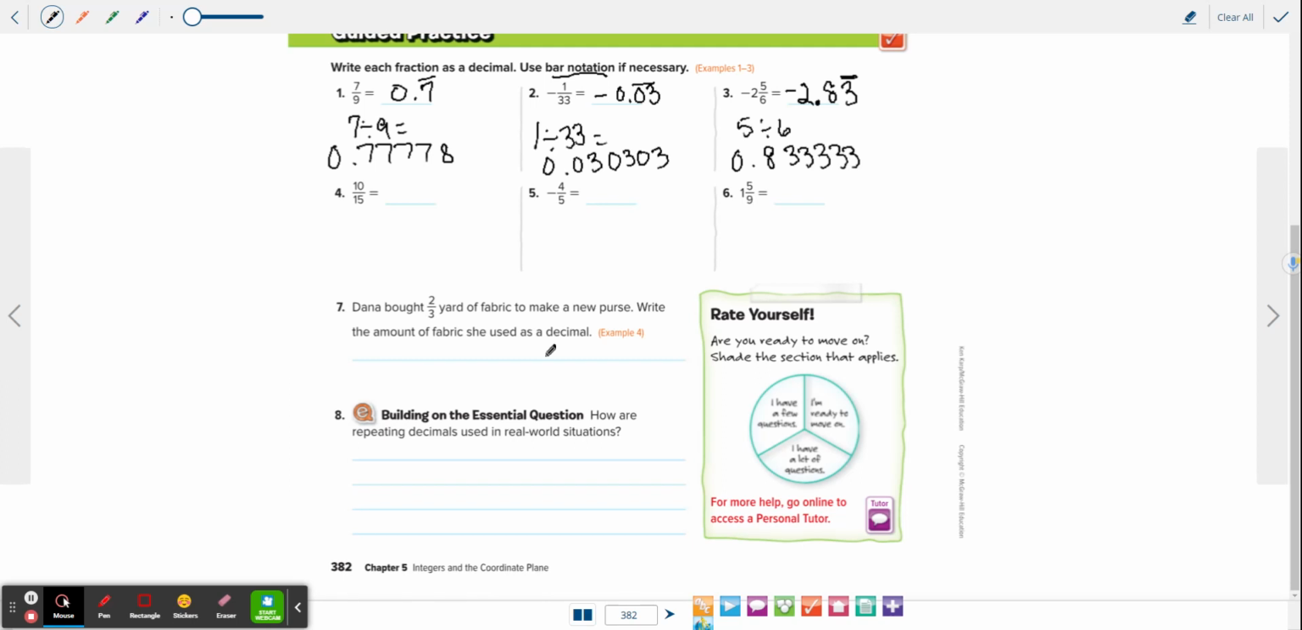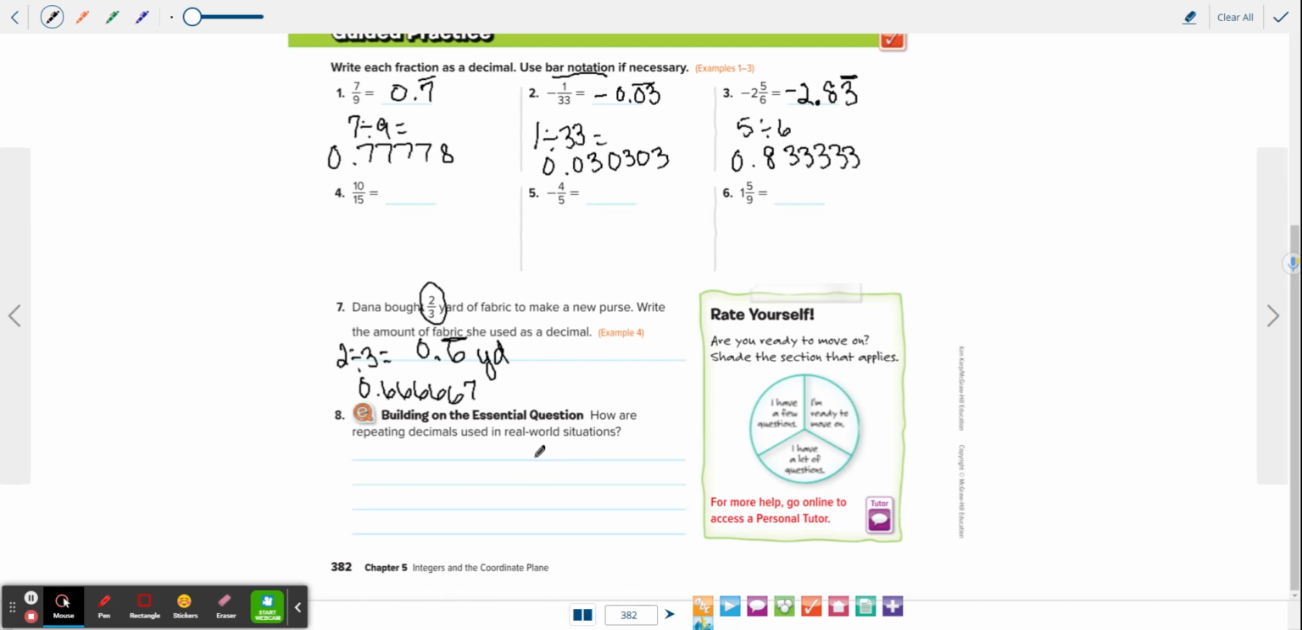Let's look at the word problems now. Dana bought 2/3 of a yard of fabric to make a new purse. Write the amount of fabric as a decimal. So 2/3. So I'm going to do 2 divided by 3, which is 0.666666. And then it puts a 7 at the end to show me that it's rounding. So I'm going to put 0.6 with a line over the 6, and then that's yard. I'm going to put YD for abbreviation. 0.6 with a line over the 6, yard.